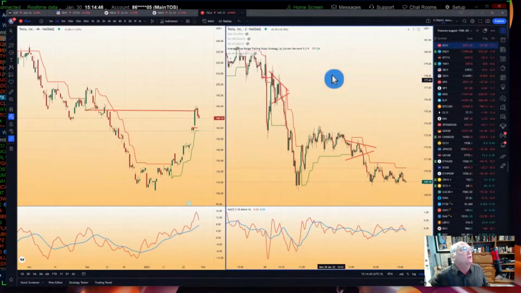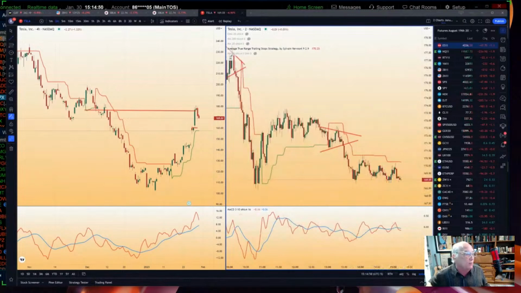See, the 60 puts are 260. So how do you do that? Well, if you buy the 60 puts right now and the stock starts going up, you're going to get hurt real quick.